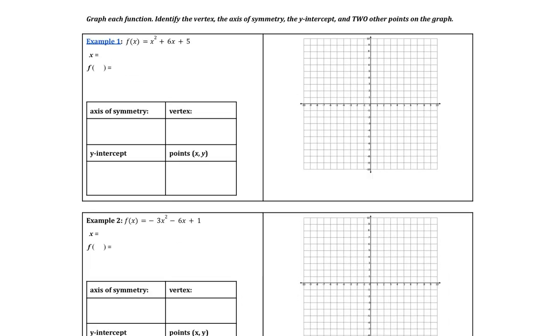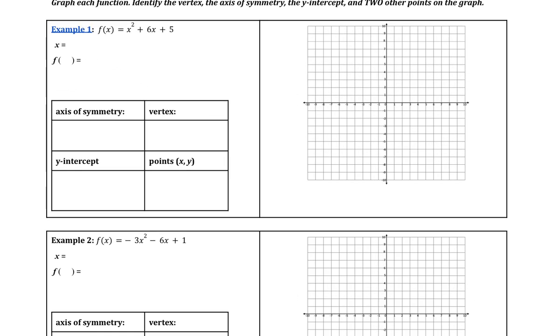Let's do this first one together. Okay. So first thing I'm going to do is find negative b over 2a. So x equals negative b over 2a. So I have negative 6 over 2 times 1, right? My a value here is 1. So this is negative 6 divided by 2, which is negative 3. So x is negative 3.